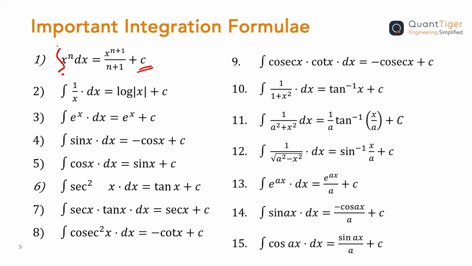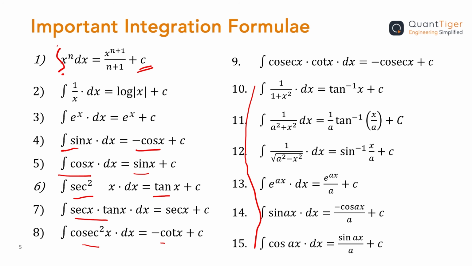Now, the integration of 1 upon x dx is equal to log x, the integration of e to the power x is the same, e to the power x, the integration of sin x is minus cos x, the integration of cos x is sin x, the integration of sec square x is tan x, the integration of sec x tan x is sec x, the integration of cosec square x is minus cot x, the integration of cosec x cot x is minus cosec x. And there are these formulas which we have been using, like whenever we see 1 upon 1 plus x square, its integration will be tan inverse of x.